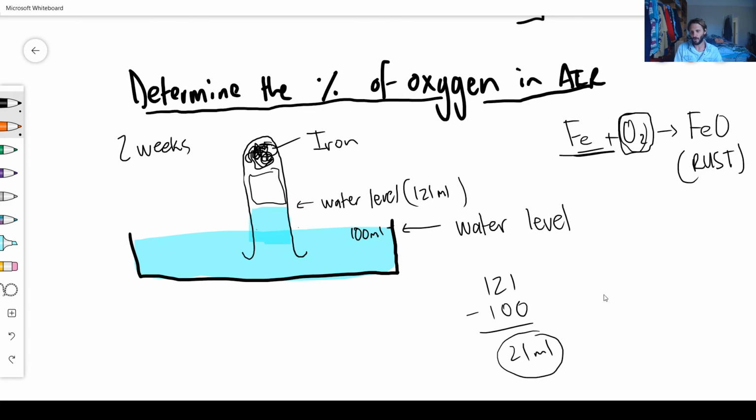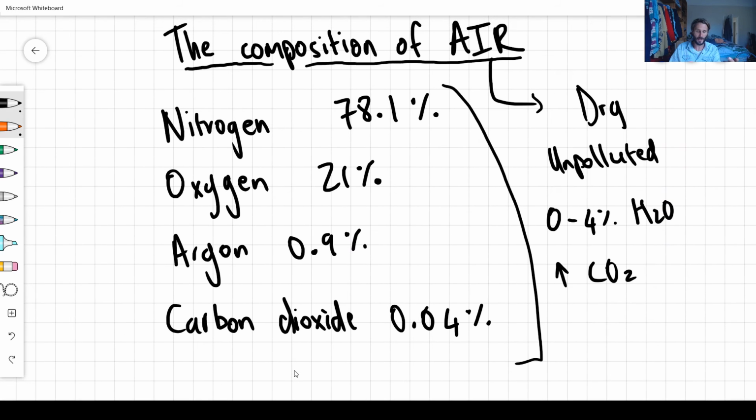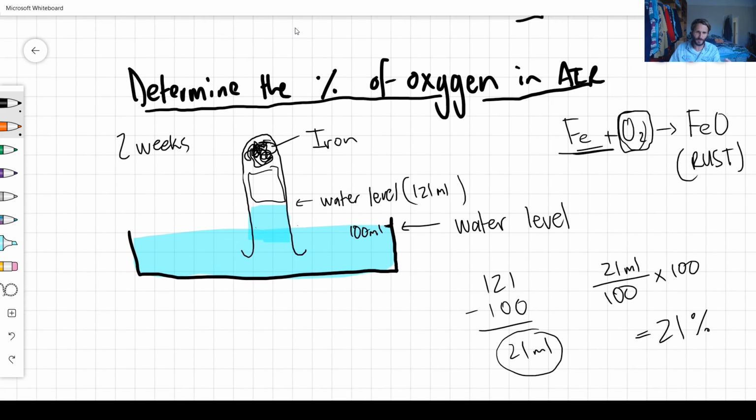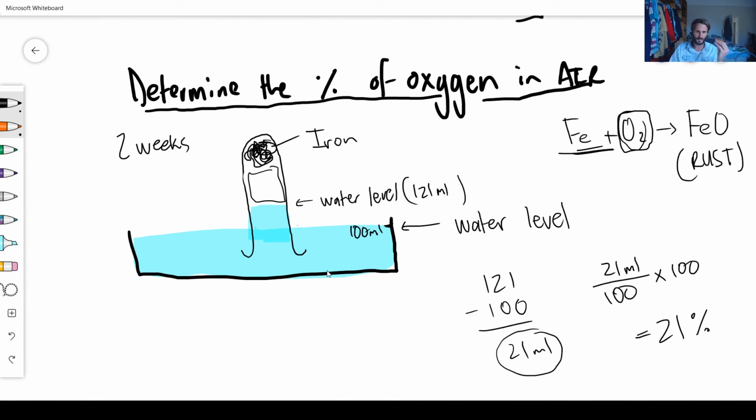Therefore, if you take 21 milliliters over the original water level of 100, you can multiply to get a percentage, and that percentage is roughly 21%. This is what we went back to when we talked about the percentage of oxygen in air. We said it's 21%, and this is where it comes from, people. It comes from this experiment.